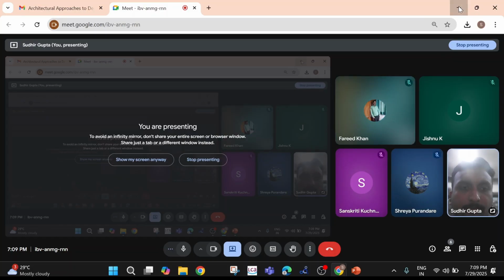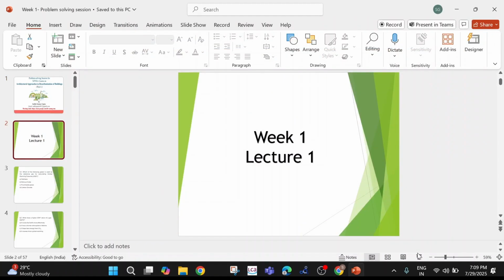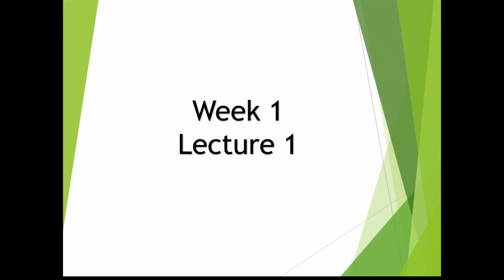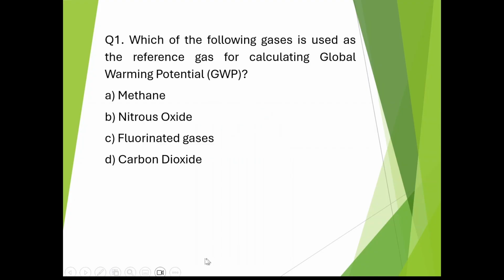So here we will be solving the practice problems. There are some practice problems based on the week 1 lecture 1, and I hope all of you have gone through lecture 1 of week 1, and based on that try to solve and practice these problems. Here is the first problem in front of you all, and try to answer it. Which of the following gases is used as the reference gas for calculating the global warming potential?